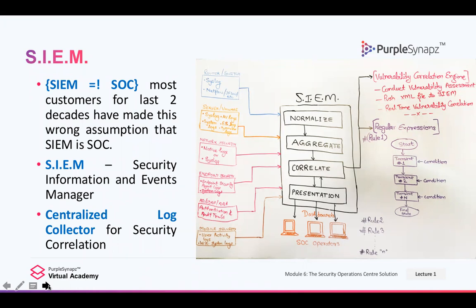So in this situation, the first process which a SIM has to do is it has to normalize. It means it needs to draw the metadata or the keywords, or extract the intelligence which is hidden inside those syntaxes. And that process is called the normalization process. So every SIM, first and foremost, has to normalize.